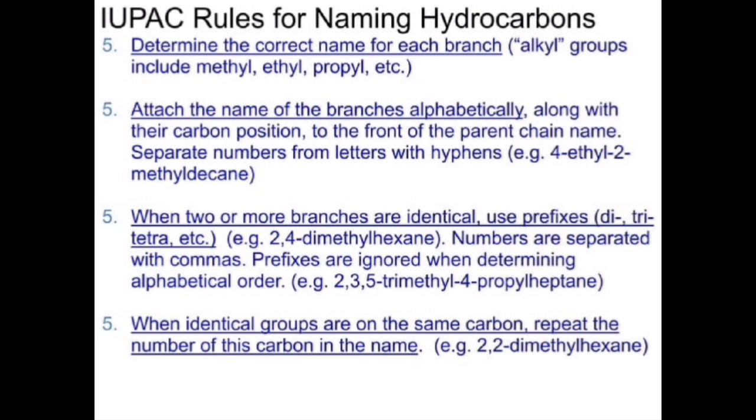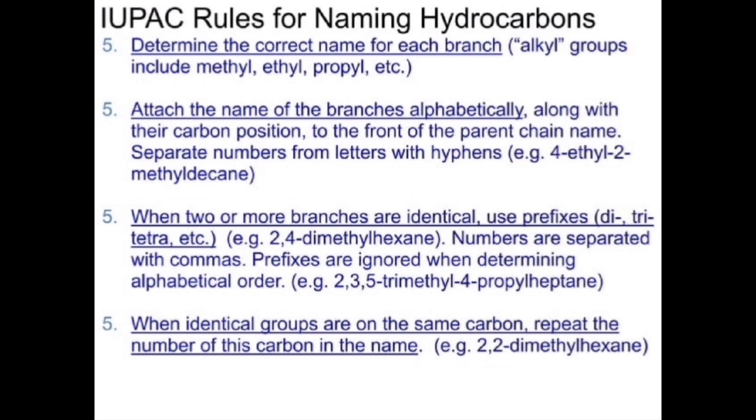The next rule is to determine the correct name for each branch. Alkyl groups include methyl, ethyl, propyl, etc. That is, if you find branching in the hydrocarbon chain, then you have to count the number of carbon atoms present in the branch. And then based on the number of carbon atoms present in your branch, you have to add the names such as methyl, ethyl, propyl, etc.